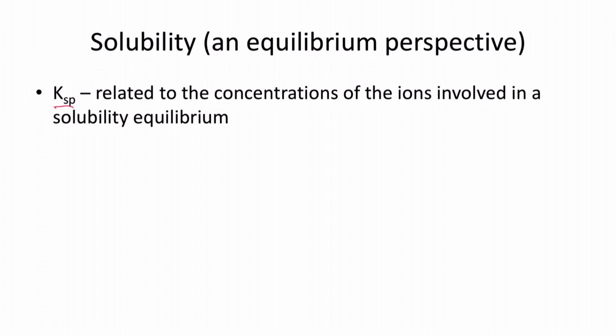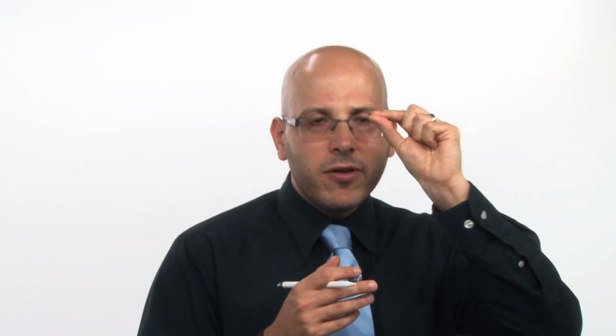The SP stands for solubility product, which is related to the concentrations or the amounts of the ions that are present in an equilibrium reaction. Let me give you an example. If you remember the solubility rules from before, something like silver chloride is a solid. It's considered to be a precipitate, right? It's one of those exceptions that does not dissolve in water. Now what I'm going to tell you is, well, it does dissociate just a very small amount.